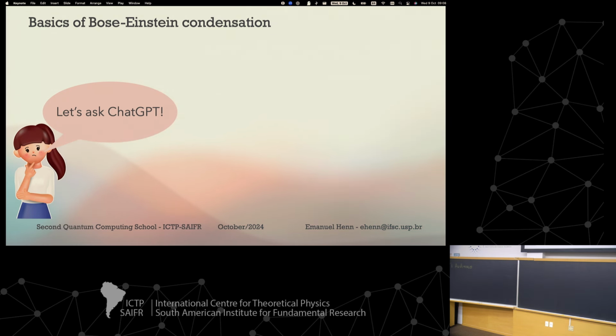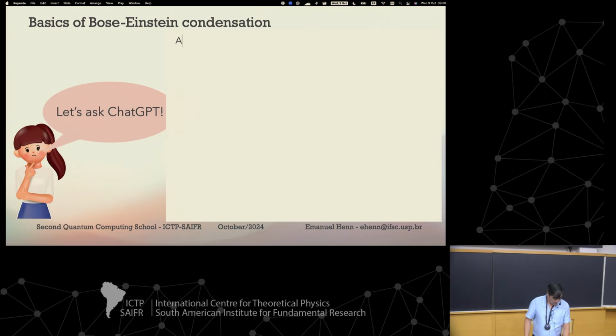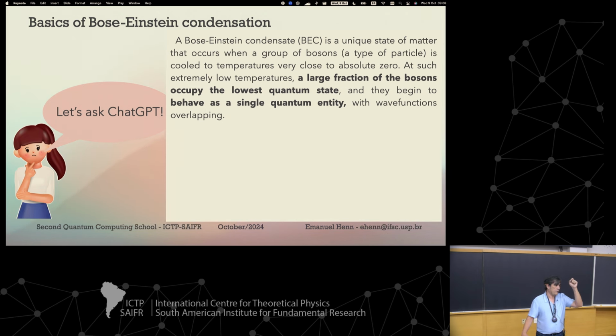So this is what I did. I asked ChatGPT to give me this answer. What's Bose-Einstein condensation? And it gave me this answer. It's really from it, just the bold is mine. Okay, a Bose-Einstein condensate is this state of matter made of a large number of particles, where all of them go to a single quantum state, usually the lowest quantum state. And they lose their individualities, so they act as a single quantum entity. So this is the ChatGPT definition. I think I couldn't do better.